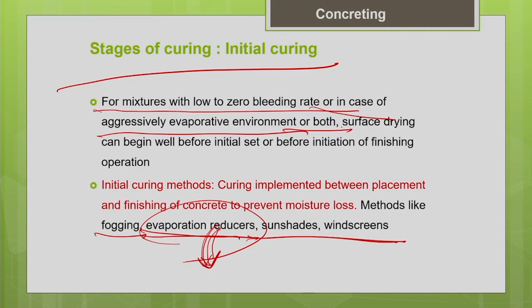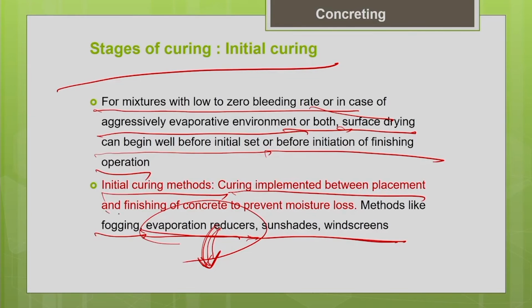Here surface drying can begin well before the initial setting or before the initiation of the finishing operation. So, in these cases the drying of the concrete can happen even before the initial setting of the concrete, or even before the starting of the finishing process. So, this necessitates initial curing to be done to prevent the surface drying of the concrete. So, what are these methods? Initial curing methods are implemented between placement and the finishing of the concrete to prevent the moisture loss.